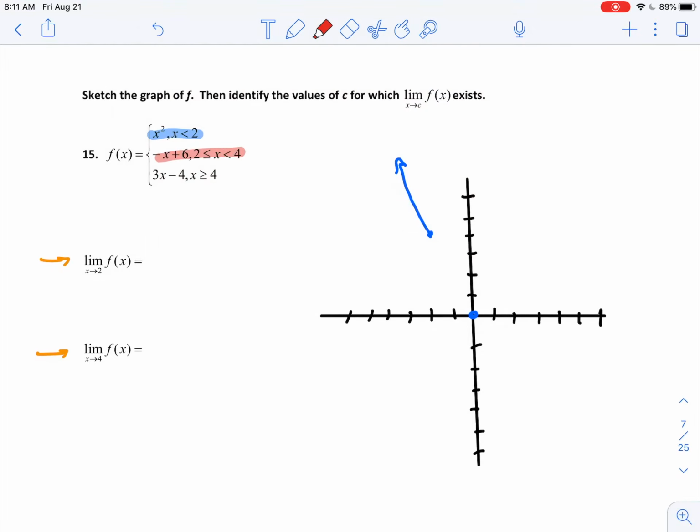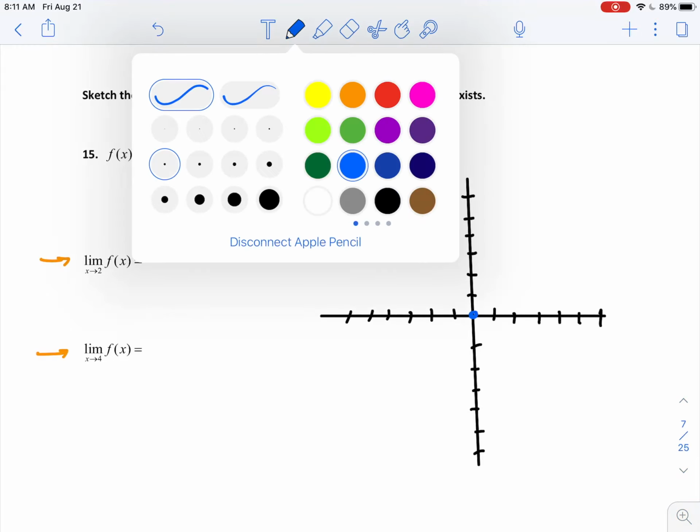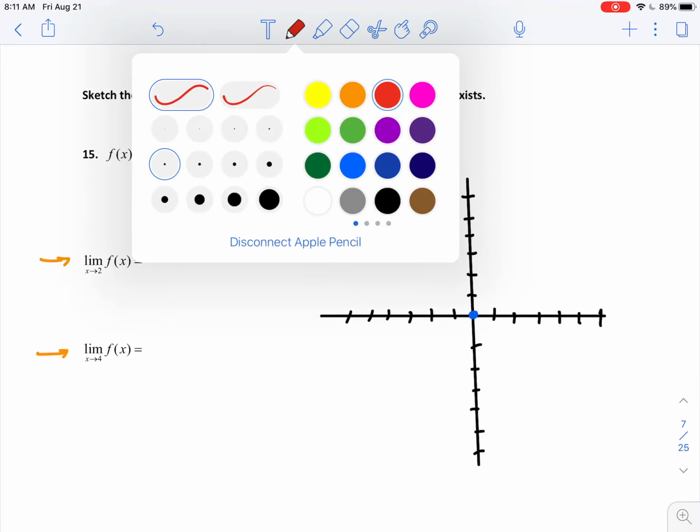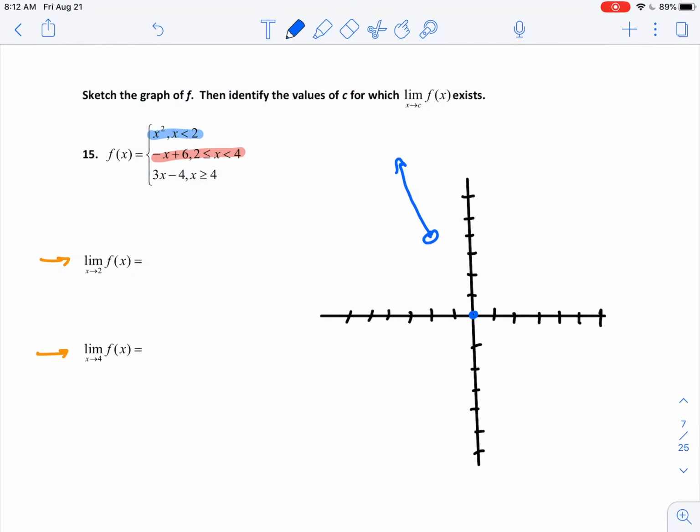All right, middle portion, negative x plus 6 from and including, actually, hang on, made a little mistake here. This should be an open dot on the end. Oh, and I did negative 2. What am I doing? Let's go back. I don't know why I was thinking negative 2. It's positive 2. So, it looks like it's going to be that. All right, sorry about that.